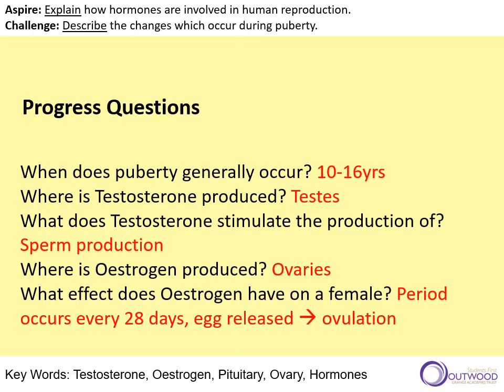What effect does estrogen have on a female? It is that the period occurs every 28 days. That's the menstrual cycle. And the egg is released, and that's called ovulation. Okay, so that's the effect of estrogen. So those were just some questions, just to make sure that we're on the right track. If you've not got any of those right, I suggest you write the question out with the answer, or you make sure that you go back through your notes and you've got these answers down. These are key questions that we need to make sure that we know before we can continue.